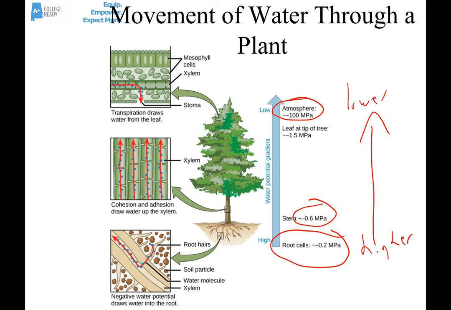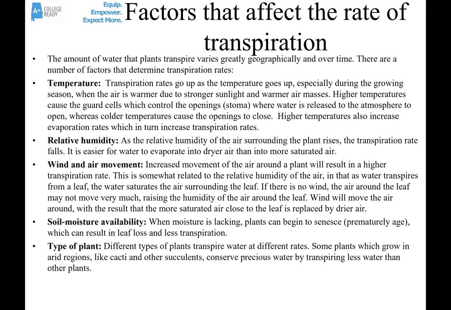So there's several factors that can affect the rate of transpiration, how fast it happens. One of those is temperature. Typically, hotter temperatures cause faster transpiration because heat increases evaporation, which in turn increases transpiration rates. Relative humidity: higher humidity makes it harder for evaporation to occur. So when humidity is higher, transpiration rates are lower. When humidity is lower, transpiration rates are higher.